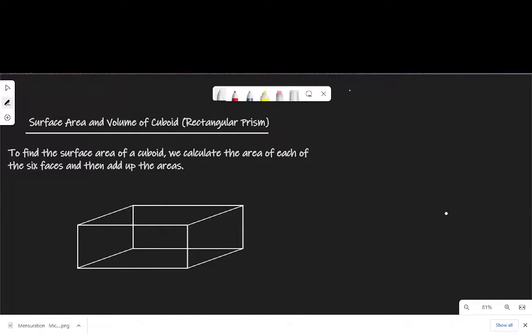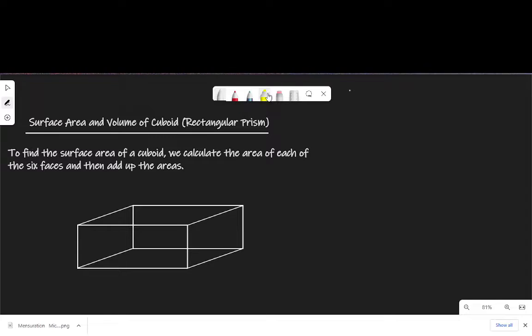Hello, my learned colleagues. In this video, we'll be looking at surface area and volume of cuboid. A cuboid is also known as a rectangular prism. So whether you see it as cuboid or you see it as rectangular prism, they are talking about the same thing. So how can we calculate the surface area and the volume?